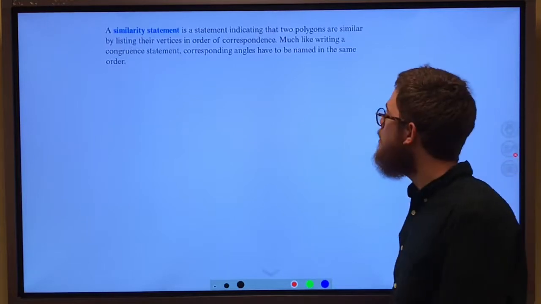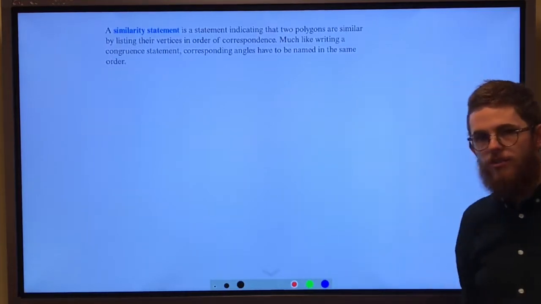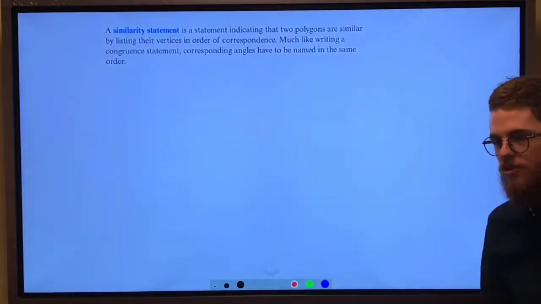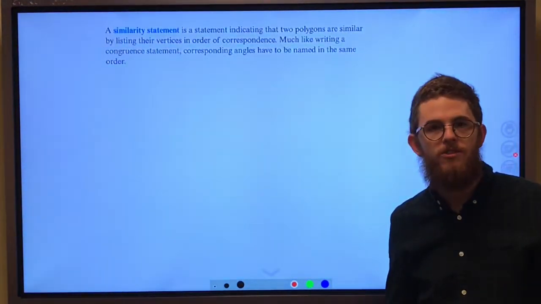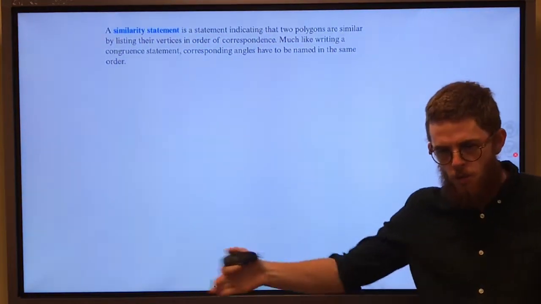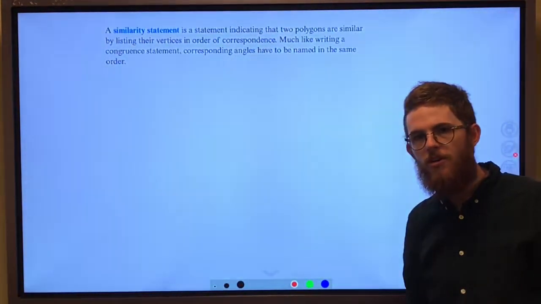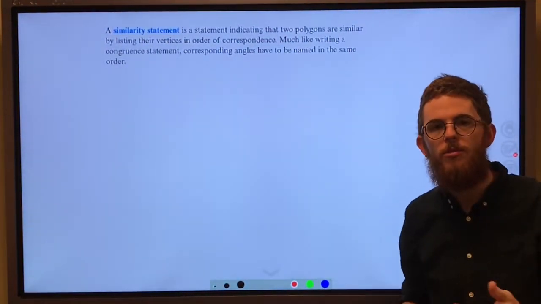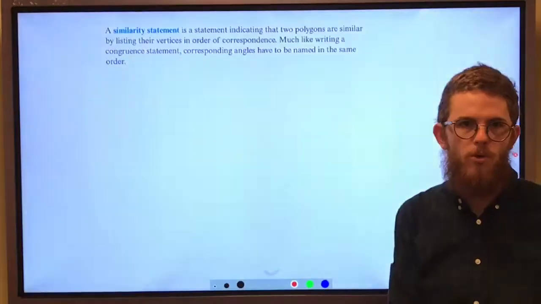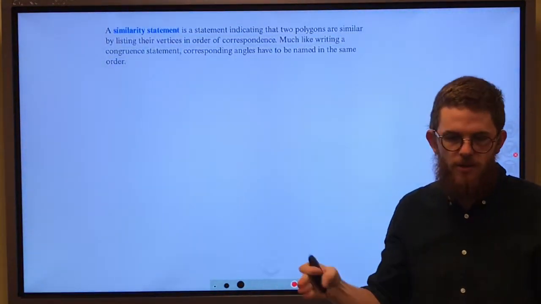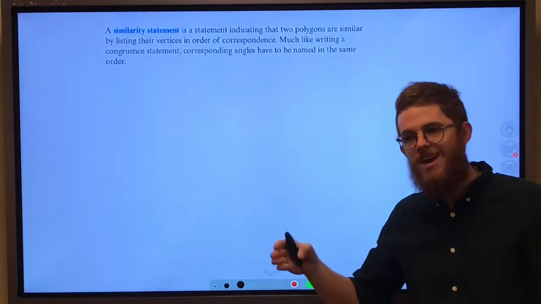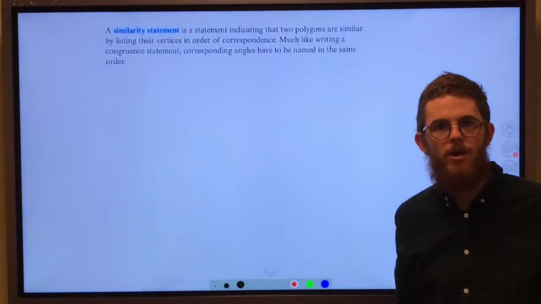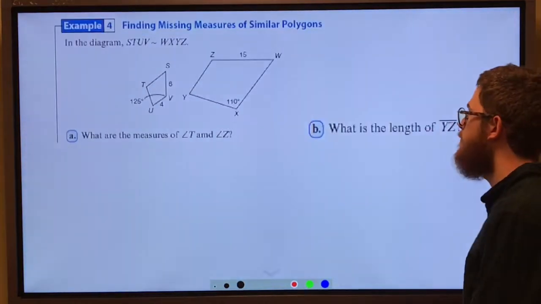A similarity statement is a statement indicating that two polygons are similar by listing their vertices in order of their correspondence. Just like a congruent statement was for triangles, the order was very important. This is a similarity statement. This is saying that those polygons are similar. And so we do want to be careful with our order. The order matters because the letters are corresponding to vertices, and so we would be able to match up what vertices have the same angle measure by just looking at the names.